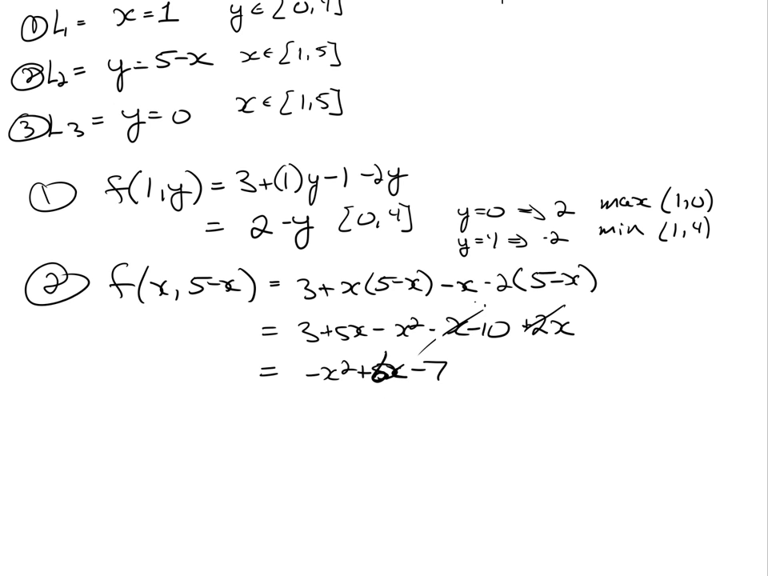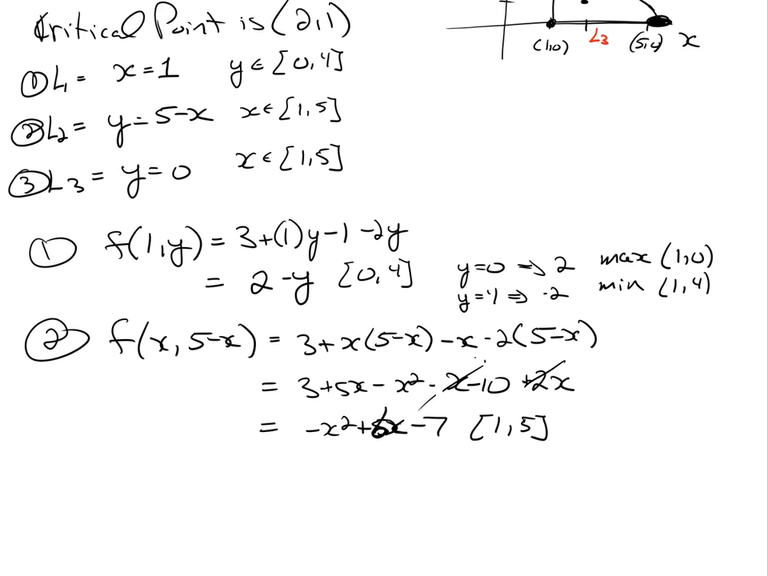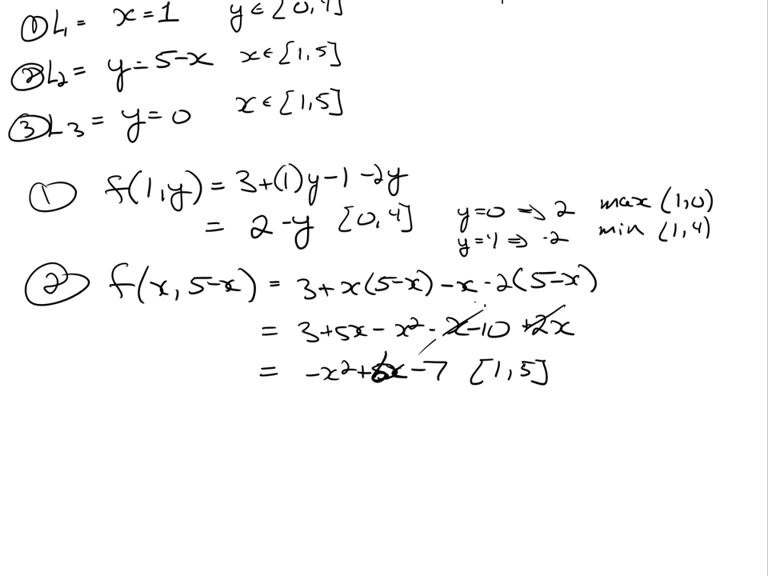Now recall, this is this line right here. So x is going to go from 1 to 5. So I need to take a look at those values and see what I get. What I'm really talking about doing is finding out when this function is maxed out. So I would do what I would normally do. I'm going to take d/dx of negative x squared plus 6x minus 7, and that is negative 2x plus 6.